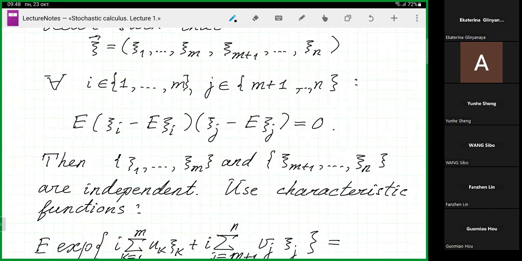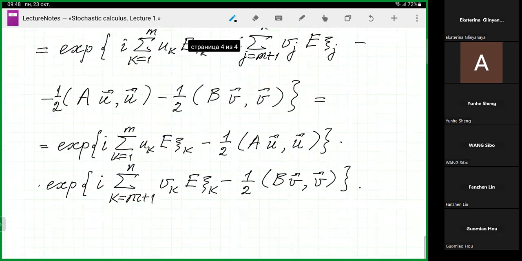Okay. The families xi1, ..., xim, and xim plus 1, ..., xin are independent. It is good to memorize such statement as follows. In Gaussian family, uncorrelated random variables are independent.